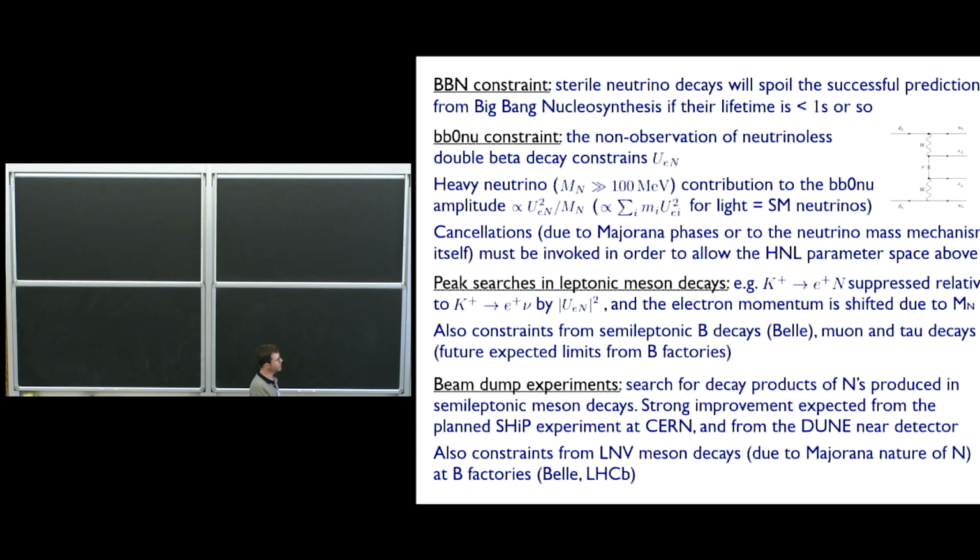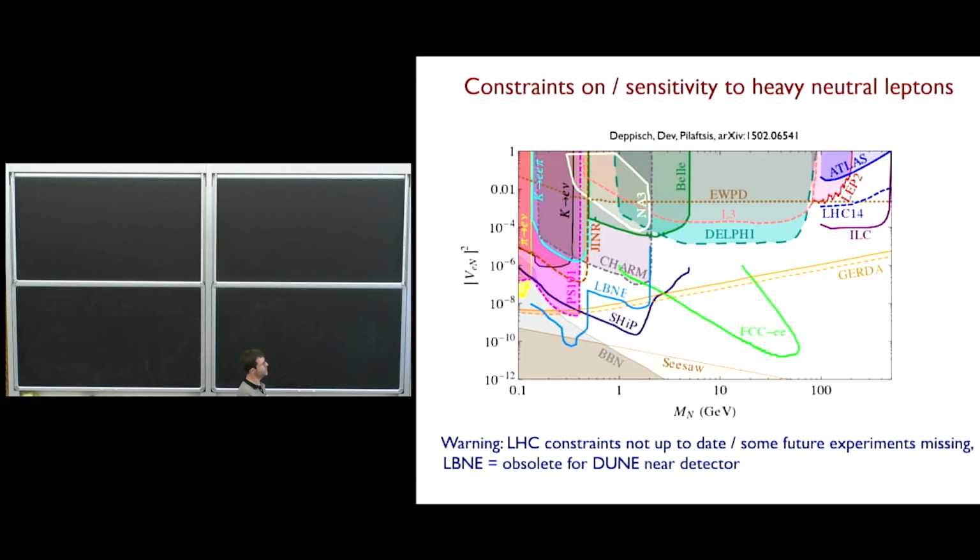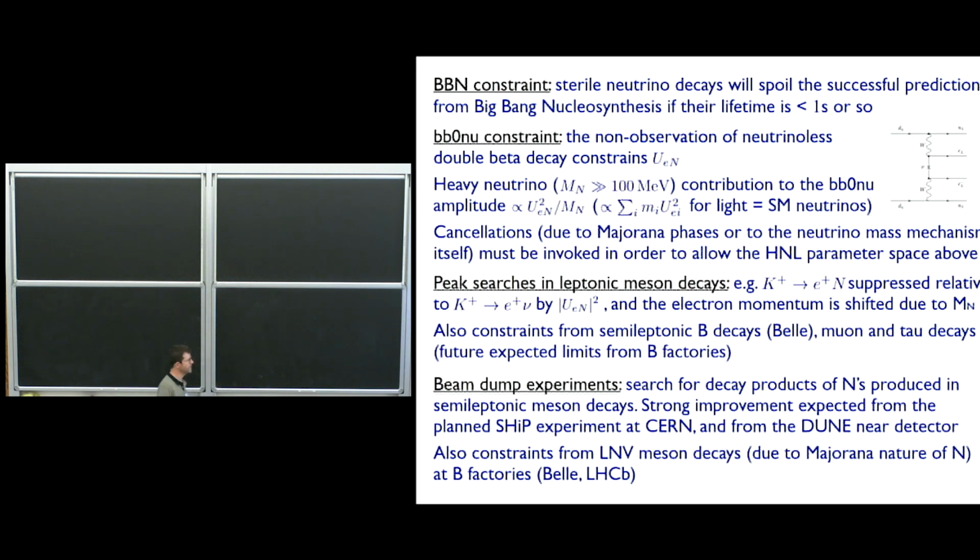And there are also constraints from semi-leptonic B meson decays from Belle, or muon and tau decays from B factories. And basically this is what I was commenting about, and that. Now this is another semi-leptonic decay. And here there is a constraint from Belle, for instance. Another type of constraint comes from beam dump experiments. In that case, you search for the decay products of the sterile neutrino that are themselves produced in semi-leptonic meson decay, and then they will decay back to jets and charged leptons.